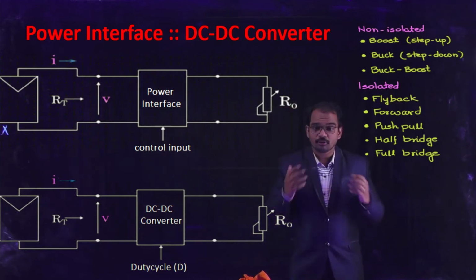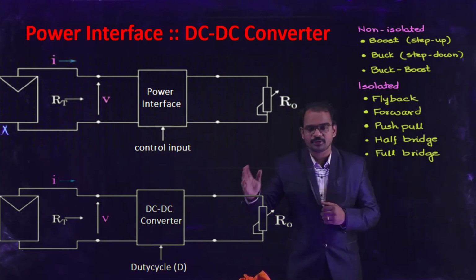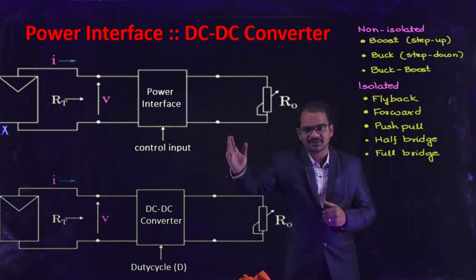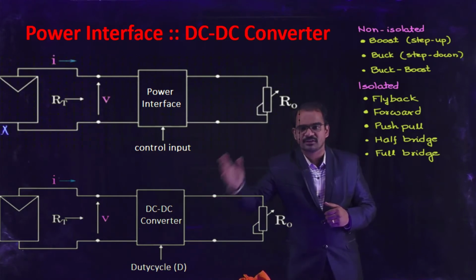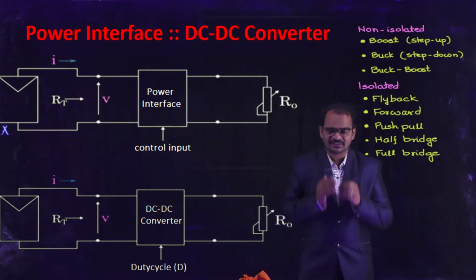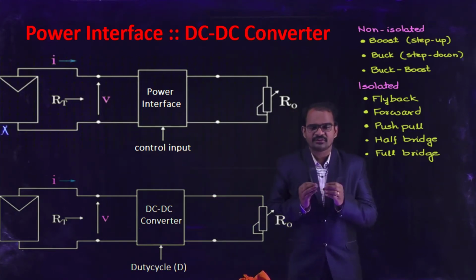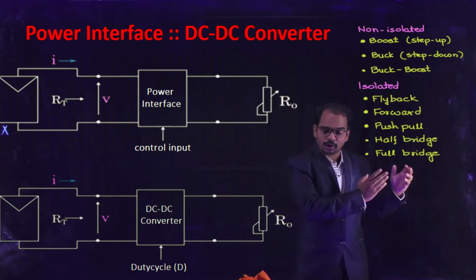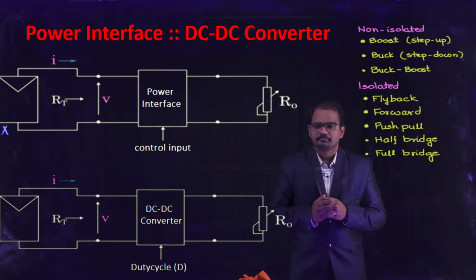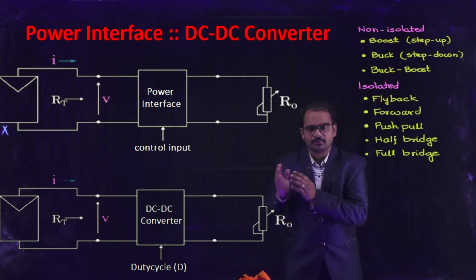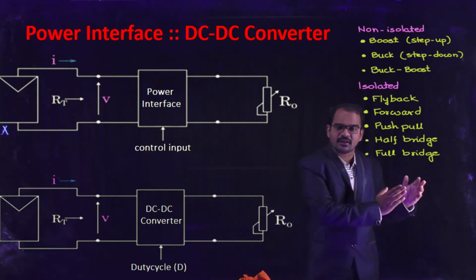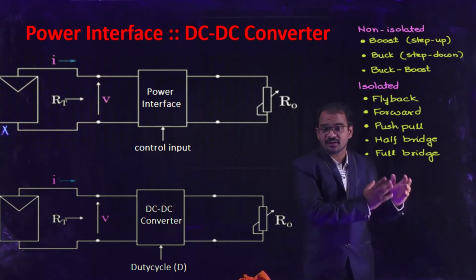And so now, what is a power interface? The power interface is nothing but a DC to DC converter, and the control input is nothing but the duty cycle of this DC to DC converter. What is a DC to DC converter? It is a device which converts the input DC into output DC. That is, if I give the input DC supply to it, we'll also get DC supply at the output, but with a change in characteristics.